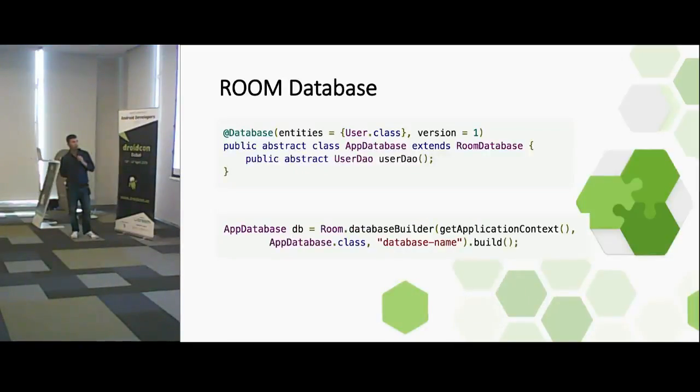And then how to use Room. We define just a Room database class, and we define the UserDao in it. It's just an injection. Then this is how we use Room. It's just a simple line of code. We get the database instance and call the methods of the DAO.